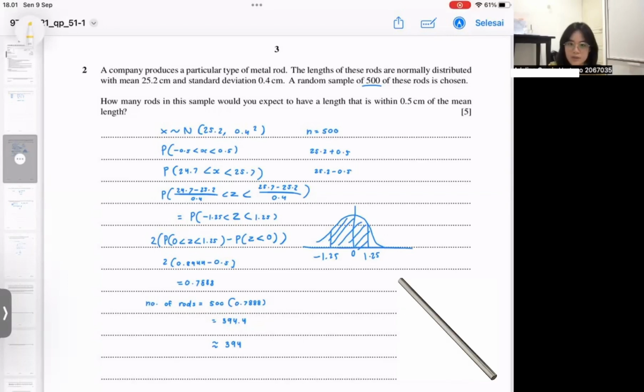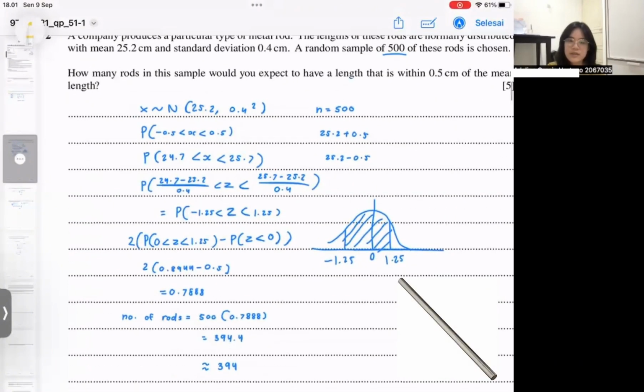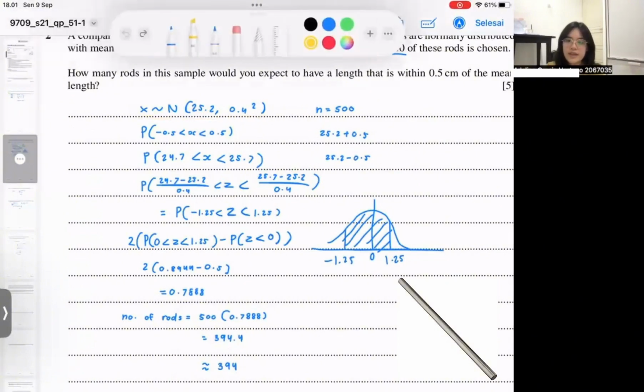mean length? So since this is normal distribution, we can write this down as X ~ N(25.2, 0.4²), where 25.2 is the mean and 0.4 is the standard deviation. And since we have to find the length within 0.5 centimeters of the mean, we can write this down as P(24.7 < X < 25.7), where 24.7 is 0.5 less than 25.2, and 25.7 is 0.5 more than 25.2. And we can use the formula, which is 24.7 minus the mean over the standard deviation, and the same for the other side. And then we can use the graph after we find the answer.